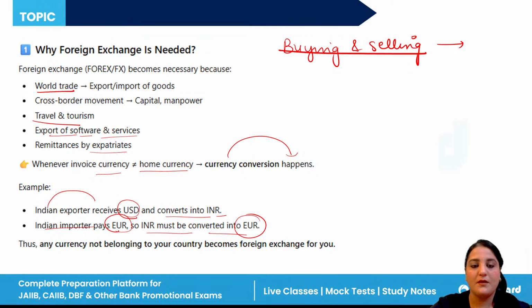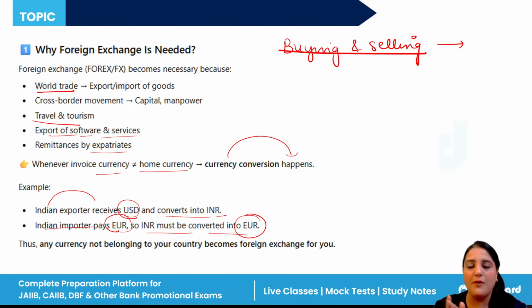That's why we need foreign exchange. The foreign exchange market is very important: a 24 into 7 market, the world's largest market. But what is the meaning of foreign exchange?